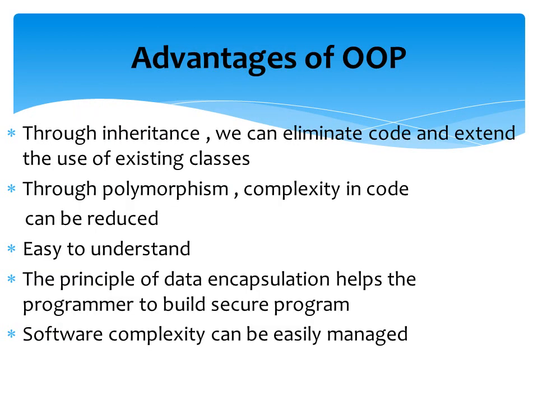Advantages of object oriented programming. Through inheritance, we can eliminate code and extend the existing classes, so reusability of code is possible in OOPS. Through polymorphism, complexity in code can be reduced. Through function overloading and operator overloading concepts, we can reduce the code. It is easy to understand. The principle of data encapsulation helps the programmer to build secure programs. Software complexity can be easily managed.